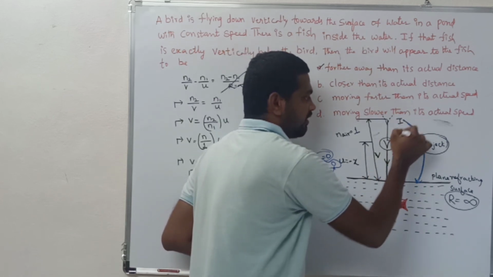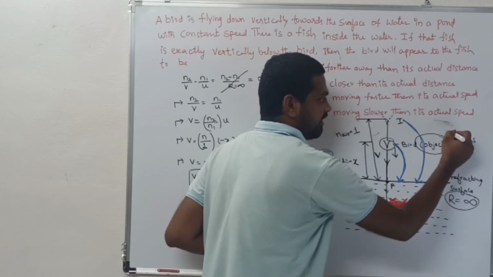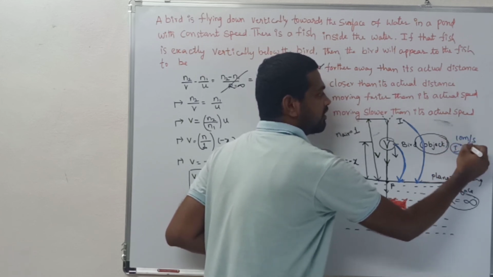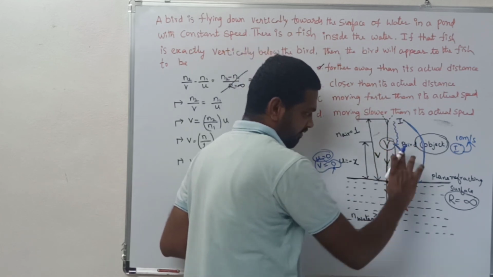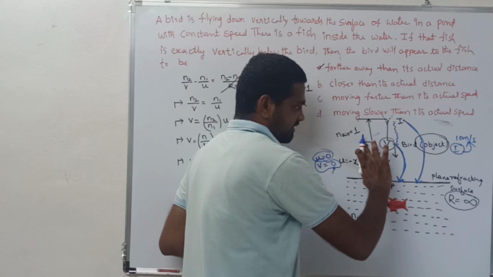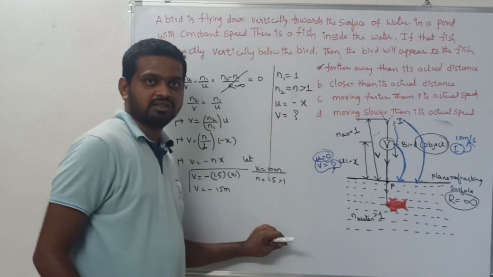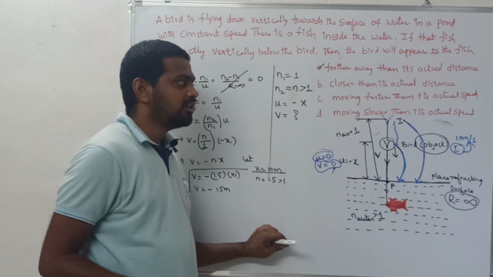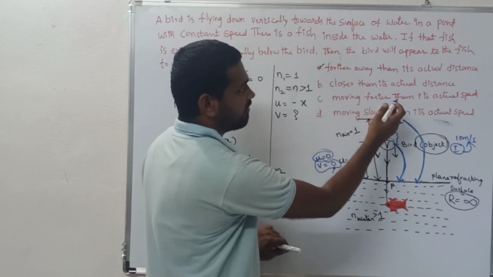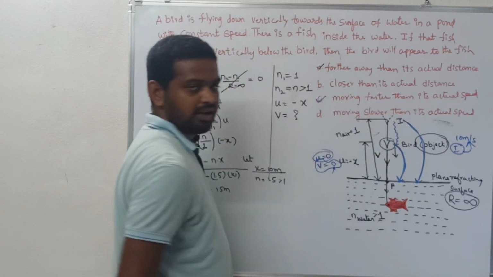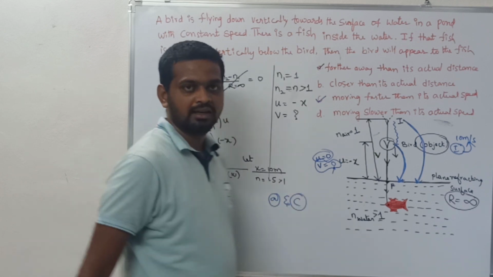Means if the bird is moving with a speed of 10 meters per second, definitely the image should move faster than that speed. Why? Because at the same time, when the bird is covering X of distance, the image is covering more than X, so the image speed of the bird is more than its actual speed. So option A, and moving faster than its actual speed. So options A and C both are correct. Clear? Thank you.